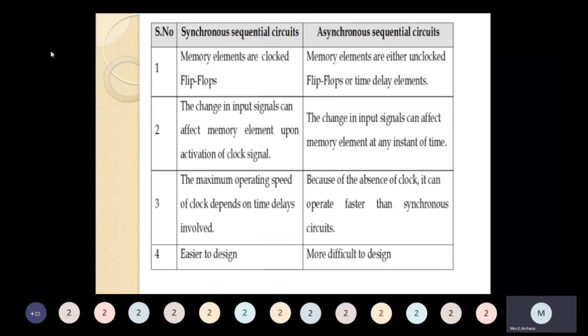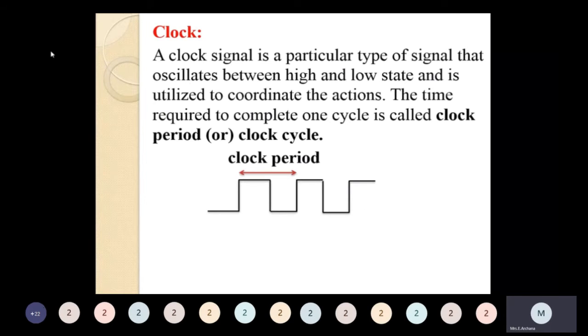Synchronous is very easy to design, whereas asynchronous is more difficult when compared to synchronous. But it is also easy, we can say, but when compared to synchronous, it is difficult. That's all. Next, we are going to see about the clock.